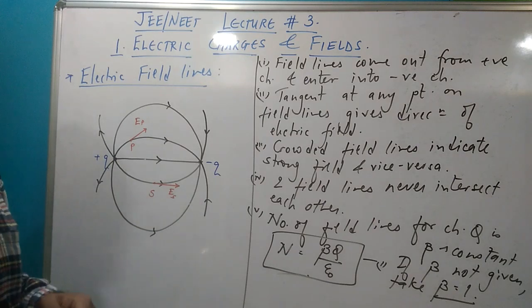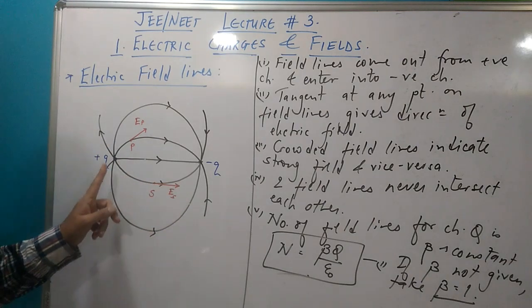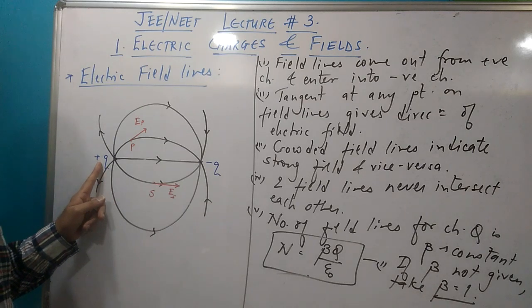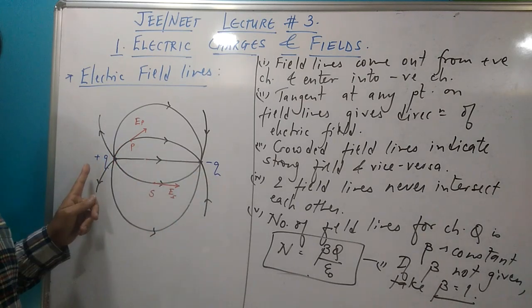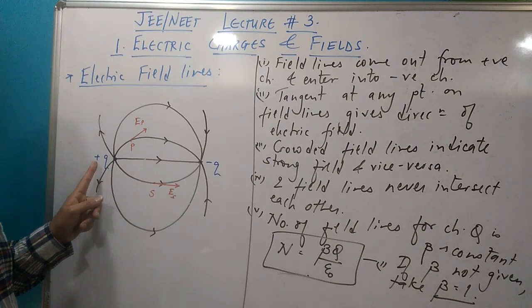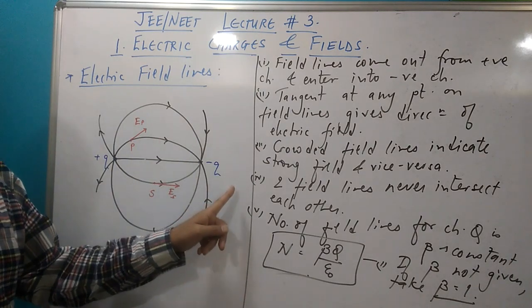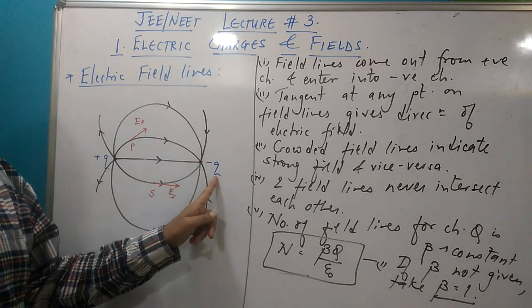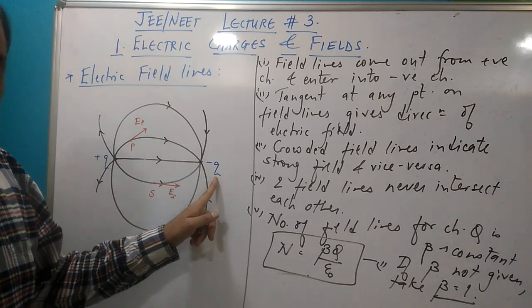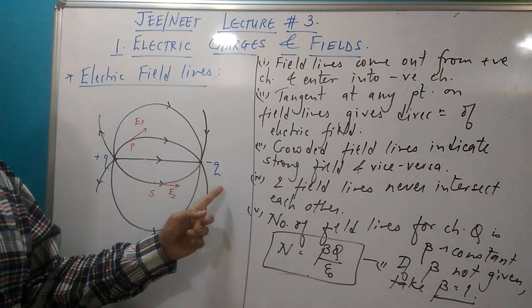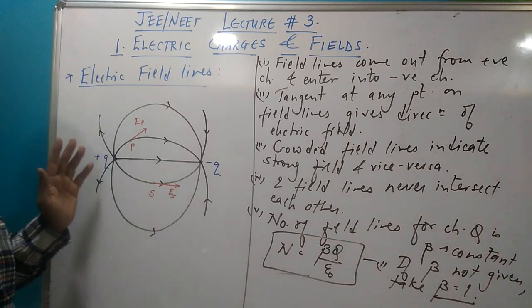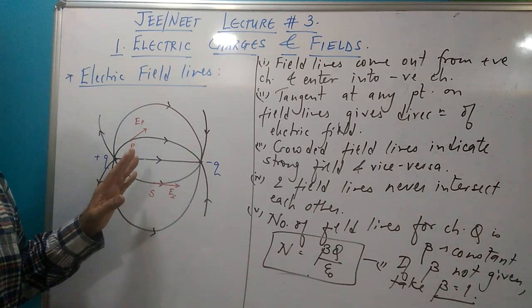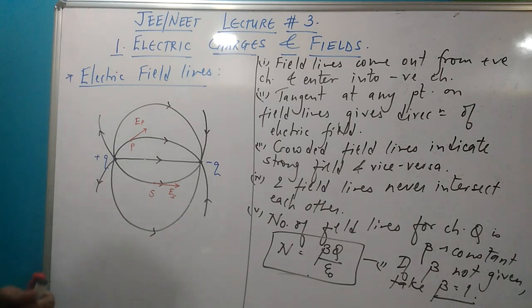So this is what the electric field lines are all about. Remember, for this charge Q, these are two equal and opposite charges. So the number of field lines coming out from plus Q has to be equal to the number of field lines going into minus Q. If there would have been only plus Q, the field would have been radially outwards. There will be nothing in between. Okay, so this is the idea of field lines.